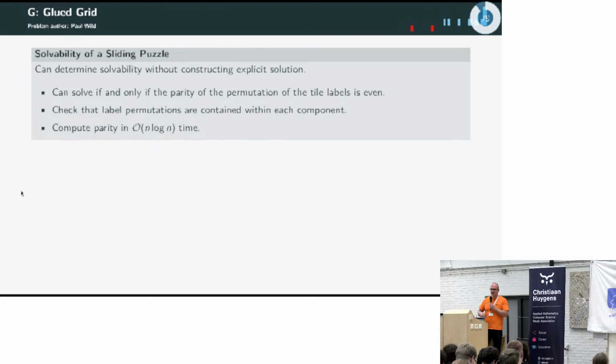Next thing you do after you've done the decomposition into biconnected components is you don't find an explicit solution, you just figure out whether it's possible to solve it or not. And you do that by computing the parity of the permutation that is defined by the labels on the tiles. And there are a couple of things to check. The permutation needs to be self-contained within the biconnected components, so no permutation across biconnected components because, well, you can't move tiles through articulation points. And we also required you to compute the parity in at most n log n time. Probably linear, which is easier than n log n, but n squared will not work.